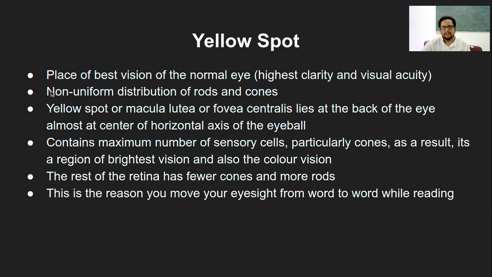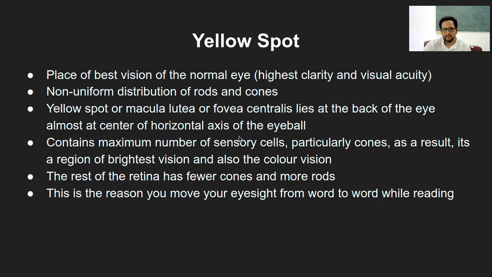So usually in each eye structure, there is a non-uniform distribution of the rods and cone cells. It is not that they are equally distributed, that there will be one rod, one cone, nothing like that. It is randomly distributed. And next, the yellow spot, which is also called macula lutea, or fovea centralis. You need to remember these names, surely. Macula lutea, this you can forget probably, because it's not part of the syllabus, but this one is surely. So the yellow spot lies at the back of the eye and almost at the center of the horizontal axis of the eye.